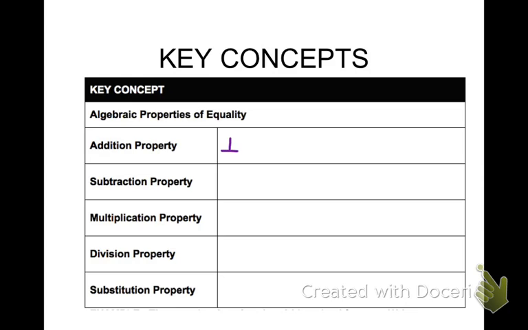So if we had something like, if A is equal to B, then the addition property of equality, because it keeps things equal with that equal sign, tells us that we can add any number, let's say C, to both sides of our equation, and it's still going to stay the same. So if A equals B, then it must be true that A plus C is equal to B plus C. That's your addition property of equality.